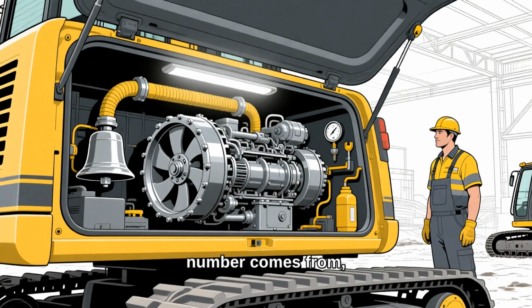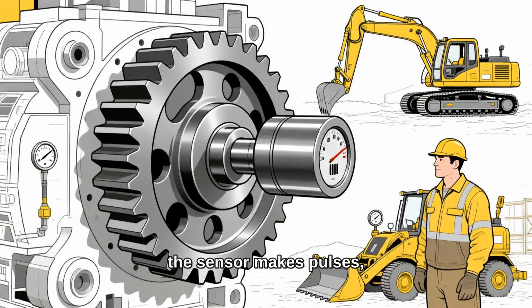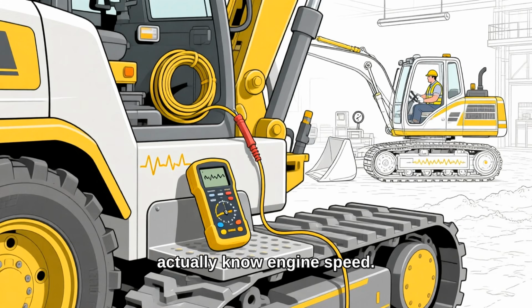Start with where the number comes from, because none of the 5 makes sense until you know. The controller never watches your engine. It watches a sensor, and that sensor watches the flywheel. Teeth pass the sensor, which makes pulses; the controller counts pulses and calls that engine speed. So the machine doesn't actually know engine speed. It knows a pulse count. Those aren't the same thing.